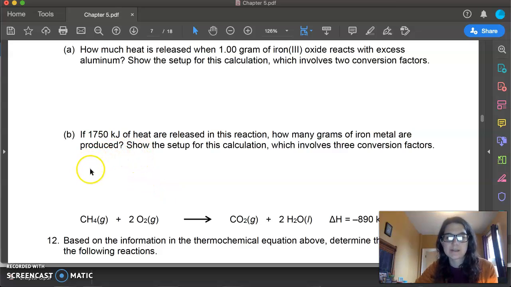So again, our setup is going to be negative 1,750 times 1 mole over negative 848 kilojoules times 2 moles of iron for every 1 mole of reaction times 55.845 grams for every 1 mole, which is the molar mass of iron, and we should get about 230.5 or 231 grams.